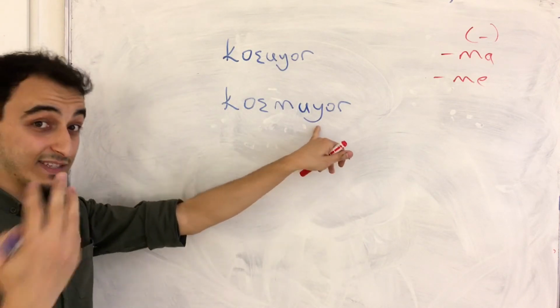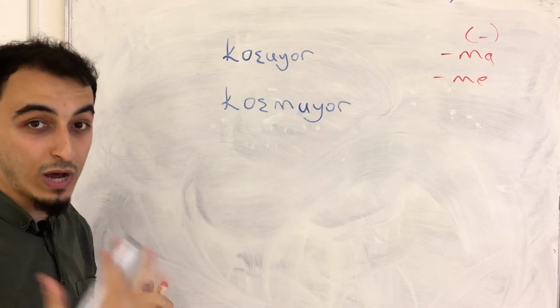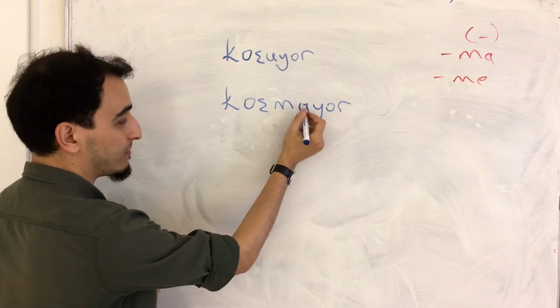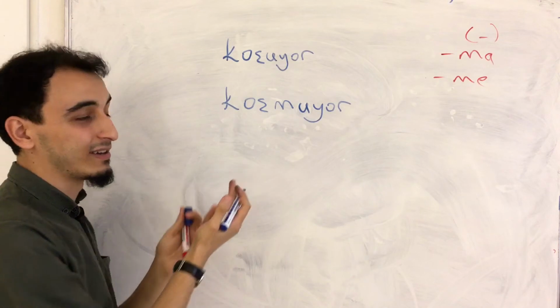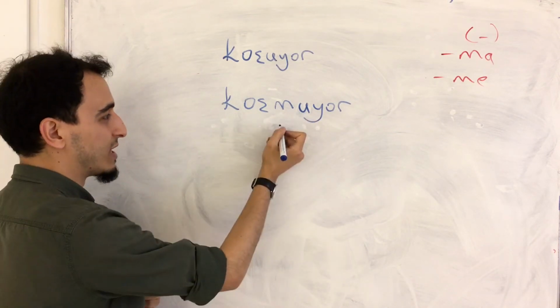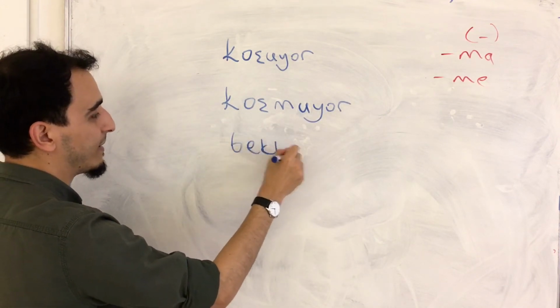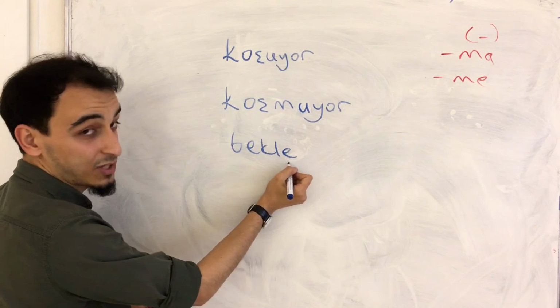This ye affects those vowels, so they look like helper sounds. I mean, in this case it doesn't look like a helper sound, but you got what I mean. Beklemek, beklemek. It's the same case actually.